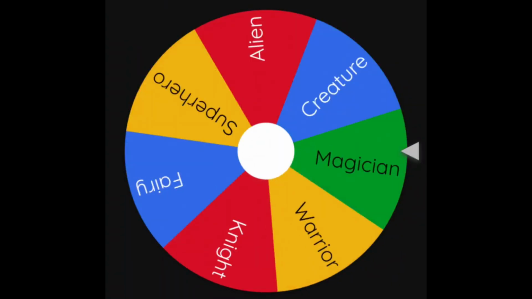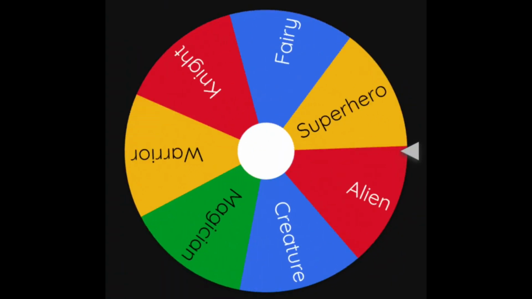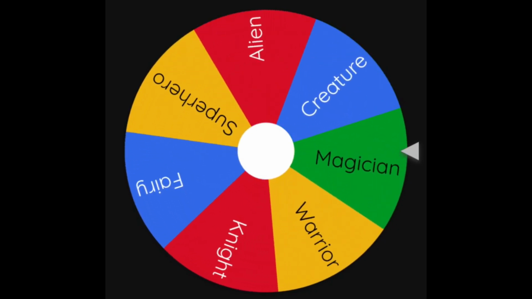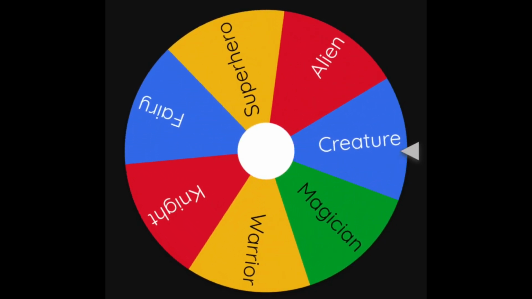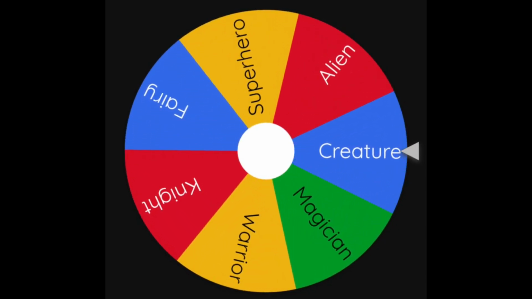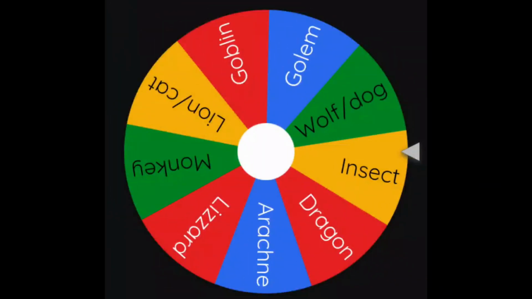Let's go! Okay, so let's see which type of being this one's gonna be. We got fairy, superhero, alien, creature, artist, magician, warrior, or knight. And it is... creature. Okay, interesting. Moving on to the second one, this one's going to determine which animal our creature will represent.